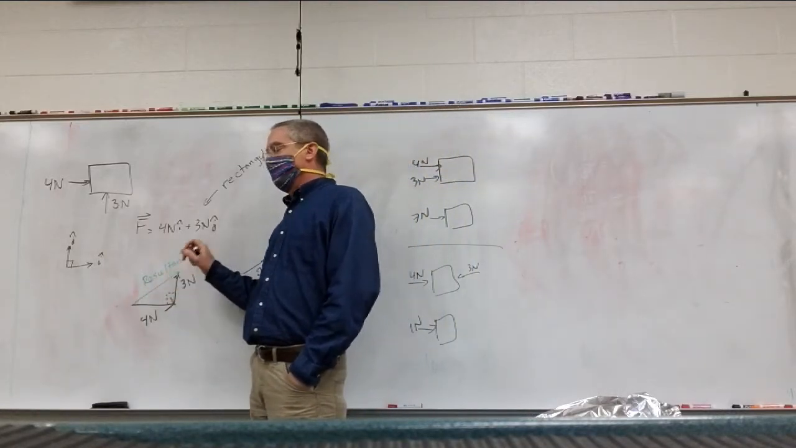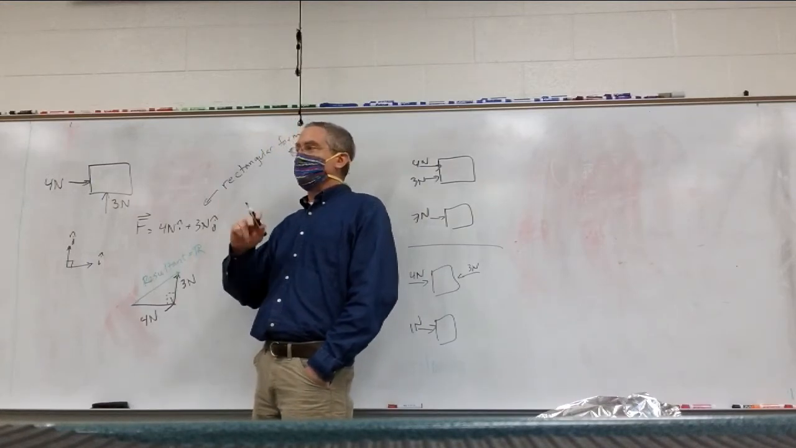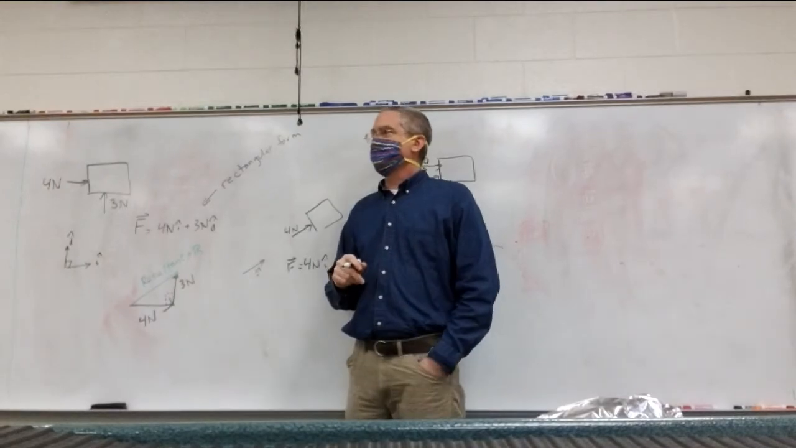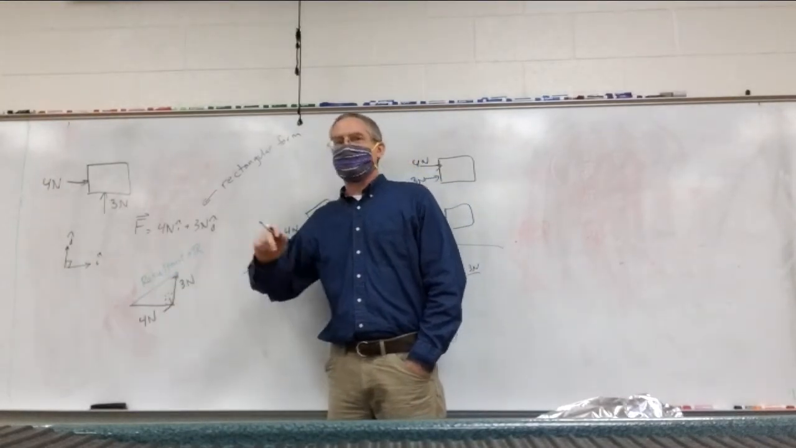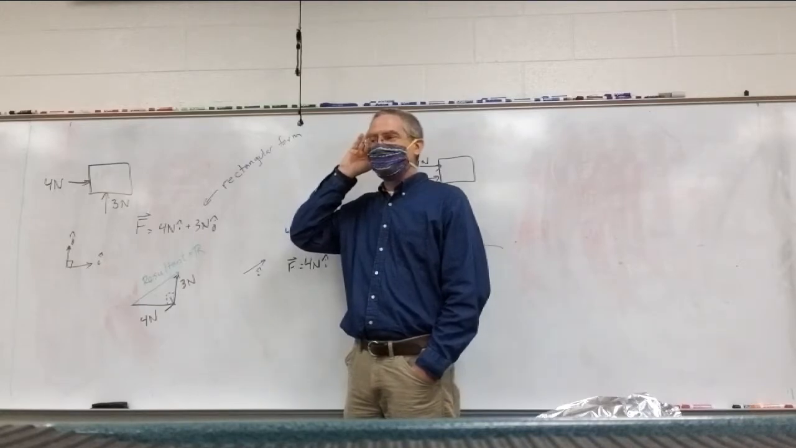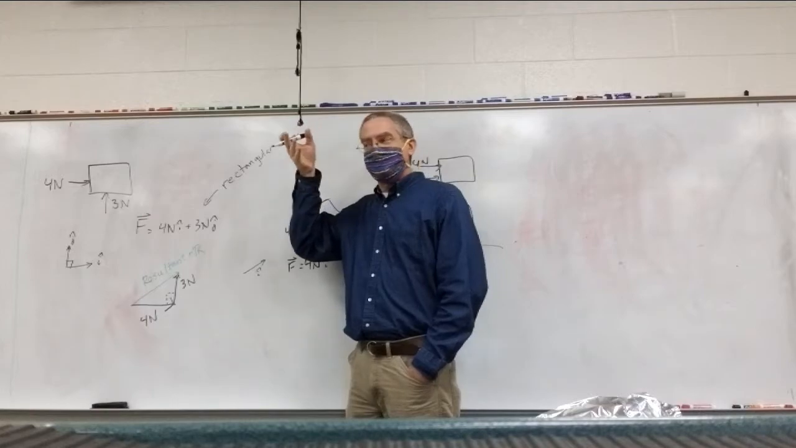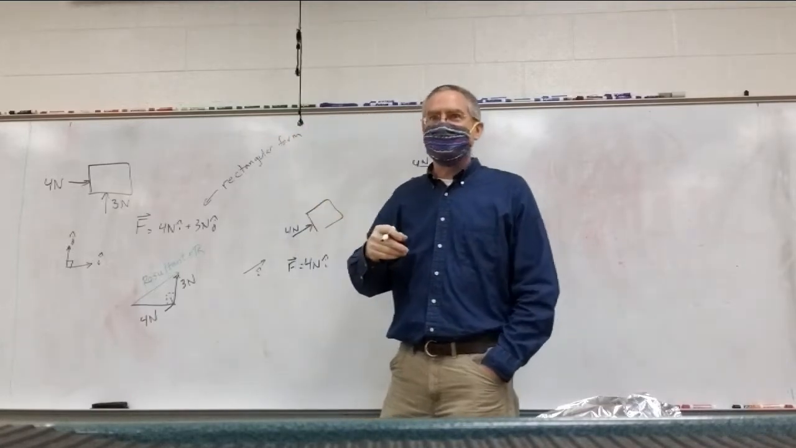Now the magnitude of the resultant, how would you find it? That is within scope. How would you find the magnitude of this vector? I heard somebody start out saying it. Oh, a squared plus b squared equals c squared? There we go. What is that known as?